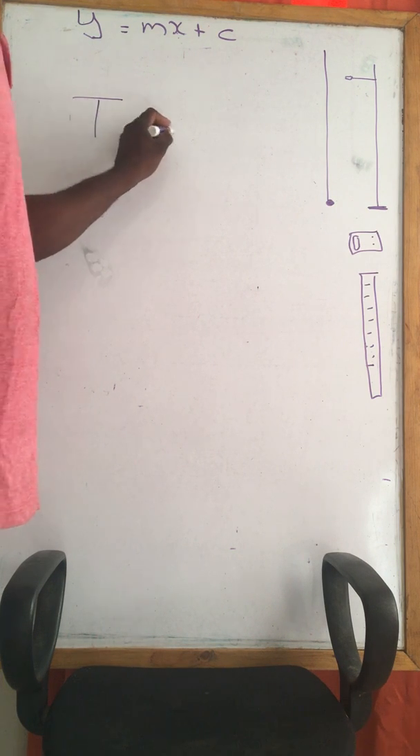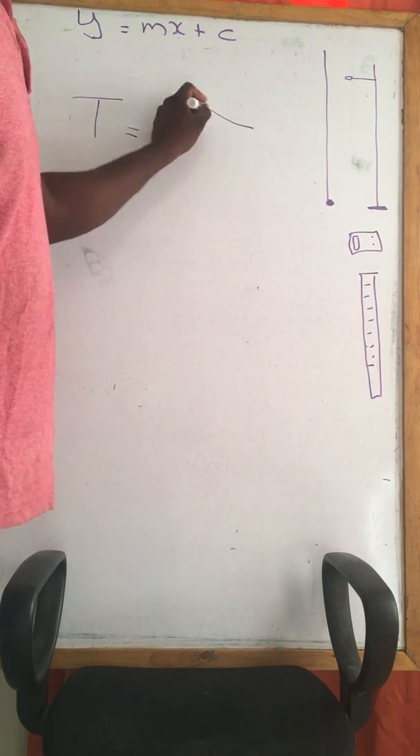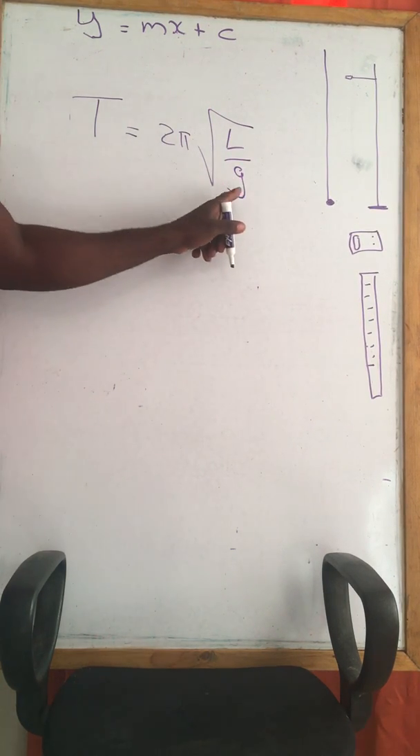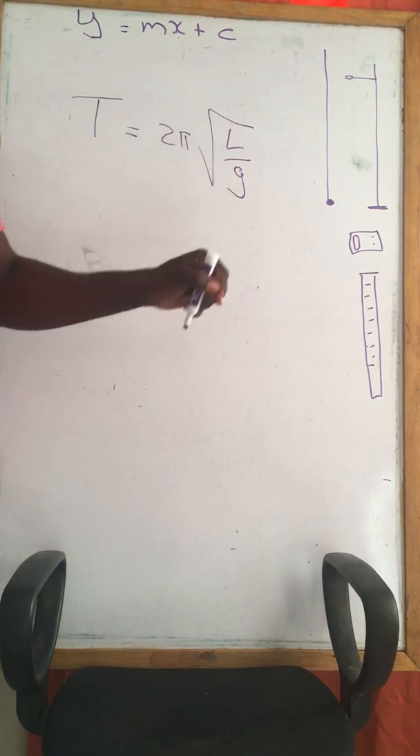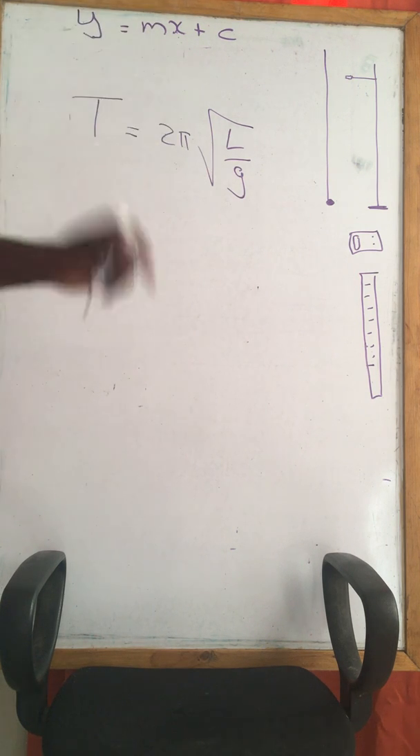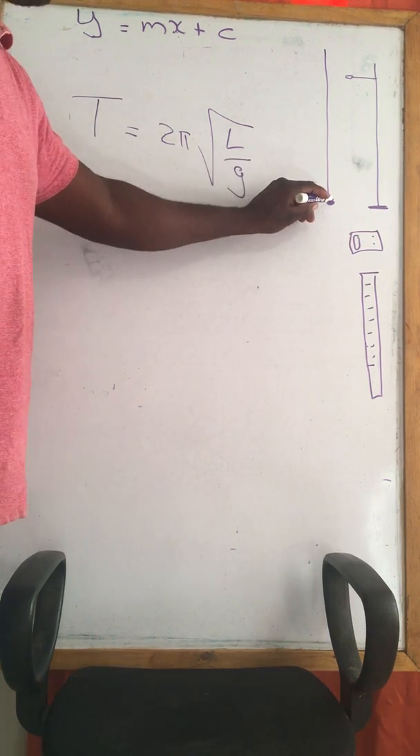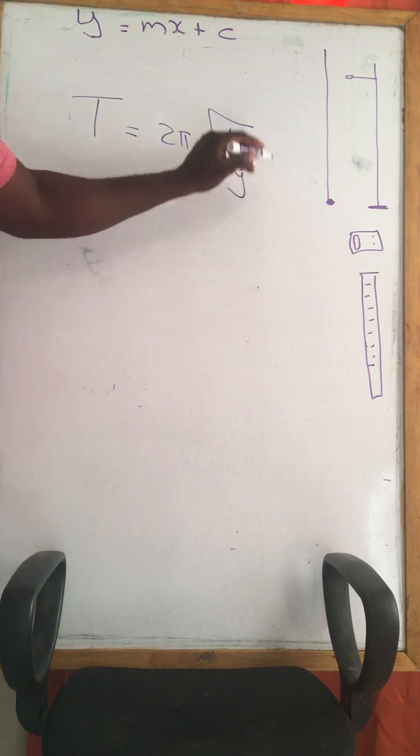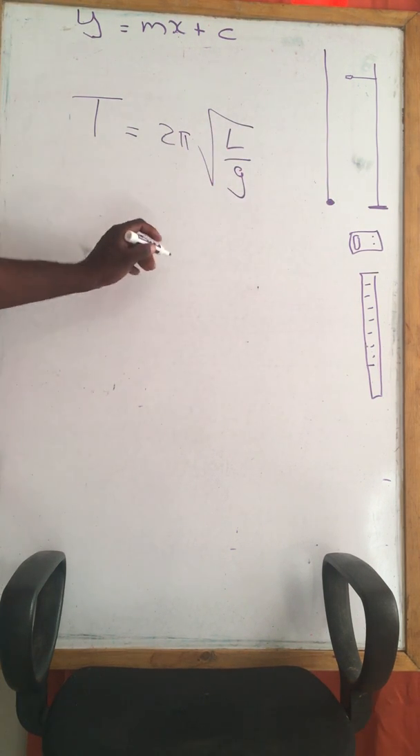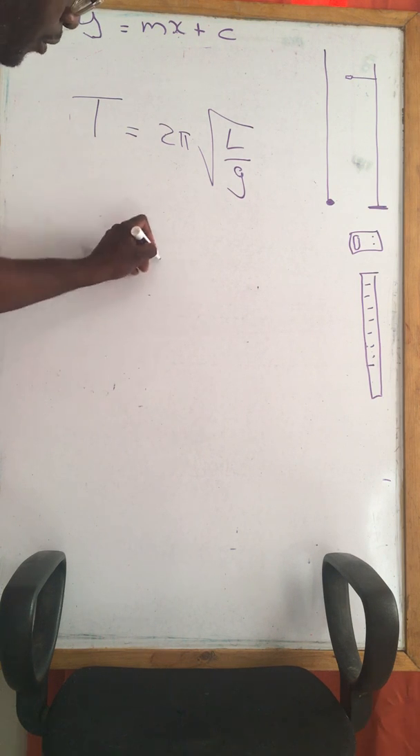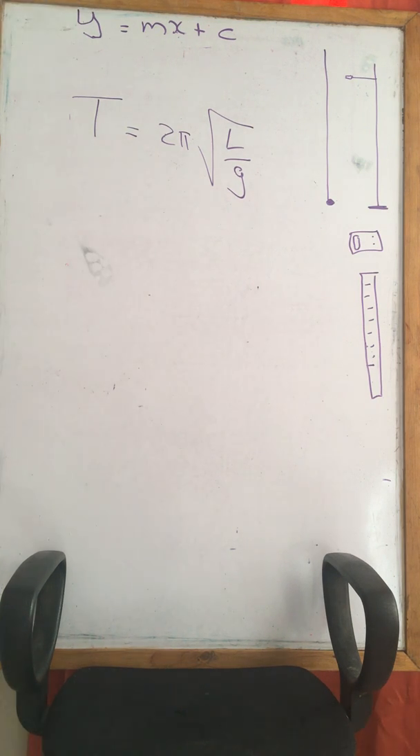T is equal to 2 pi square root L over g to find a value for gravity in your particular location, right? Whereby T is the time for one swing or one oscillation of the pendulum, to and fro. So then let's say we pull the pendulum to this. Give me a second.